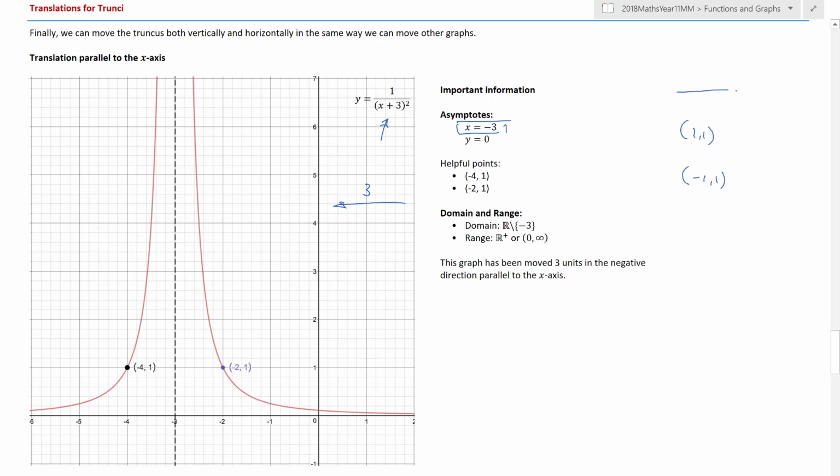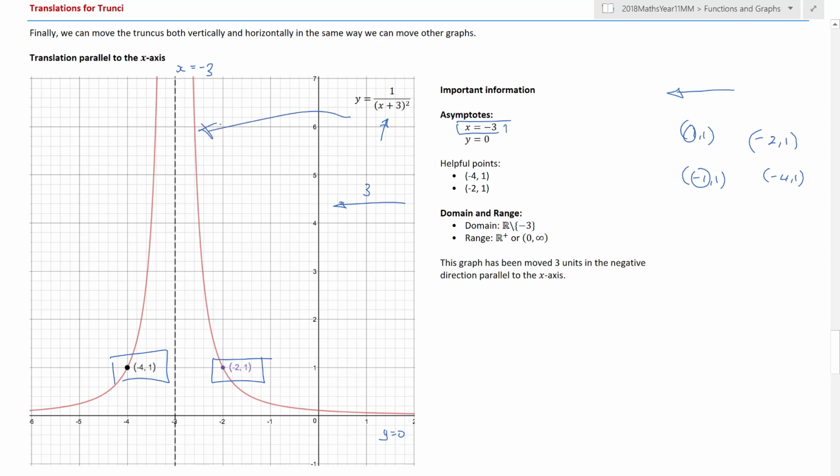If I'm moving it 3 units that way, it's my x values that are going to change. I can take 3 away from each of those, which gives me -2, 1 and -4, 1. So, and there we go, -2, 1 and -4, 1. Love it when a plan comes together. We would need to make sure in this situation that we label that as x equals -3. We would need to make sure we label that as y equals 0. We'd need to make sure that we put the label by the function.